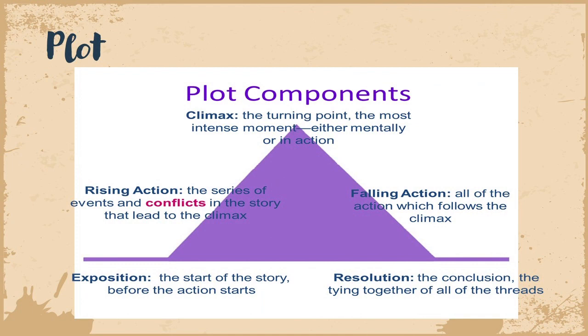Now let's talk about the plot components using this diagram. First, we have the exposition. It is the start of the story, before the action starts. Now going up is the rising action. It is the series of events and conflicts in the story that lead to the climax. Now up the top of the diagram is the climax. It is the turning point or the most intense moment, either mentally or in action. Now going down is the falling action, all of the action which follows the climax. And then the last is the resolution, the conclusion, the tying together of all the threads.